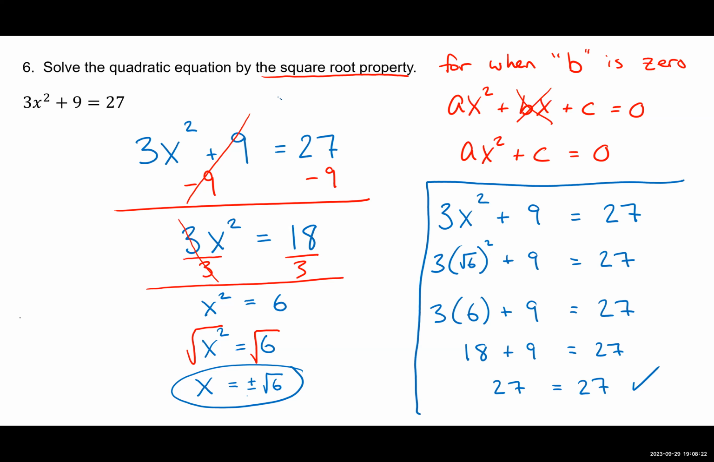solution. X equals the square root of 6 is one of the answers, because if you replace the x with the square root of 6, you get a true statement. And if you take negative square root of 6, plug it in there as well, you also get 27. Okay, so that's the square root property.